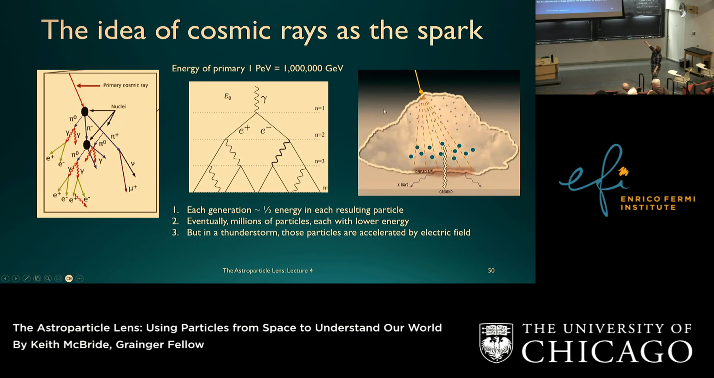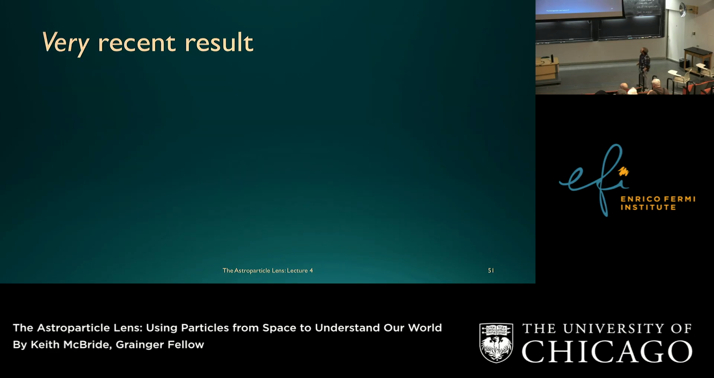And so the electric field being present in a thunderstorm keeps those particles moving at such a high velocity, even though in a cosmic ray air shower without a thunderstorm, you wouldn't be able to do that, right? So this is the idea.